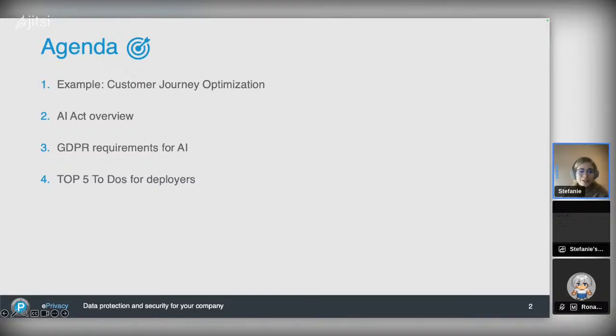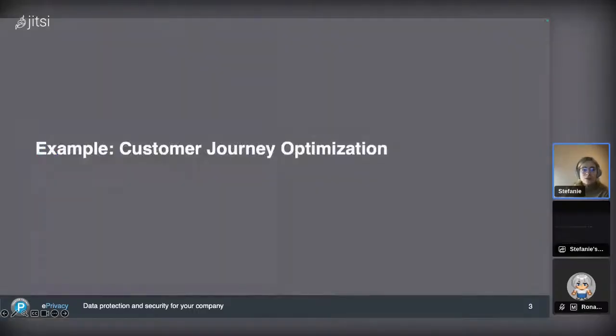Now, of course, I need to mention this does not replace legal advice. We're here to serve an overview and an introduction into the regulation of AI. So we're going to start with our use case.